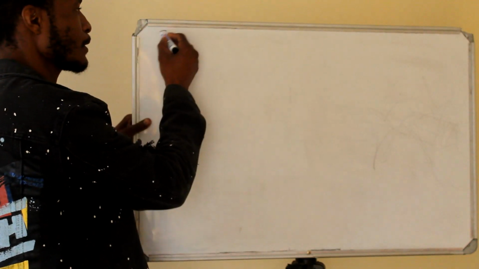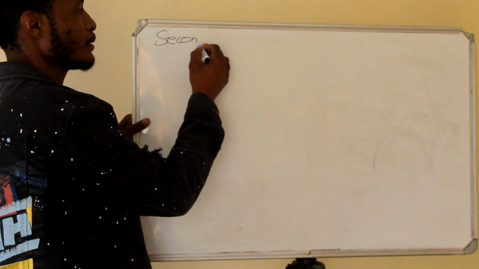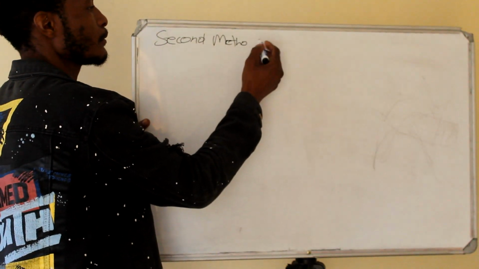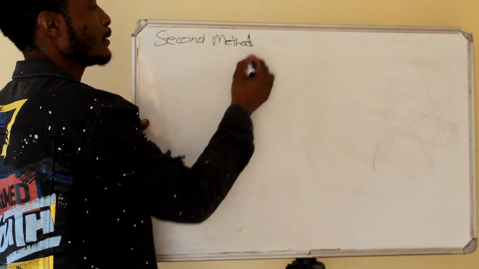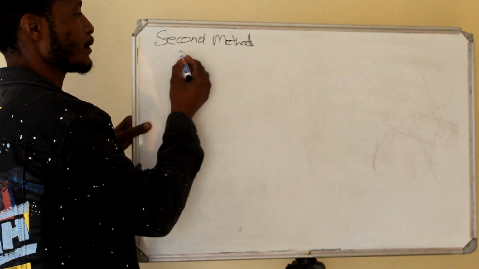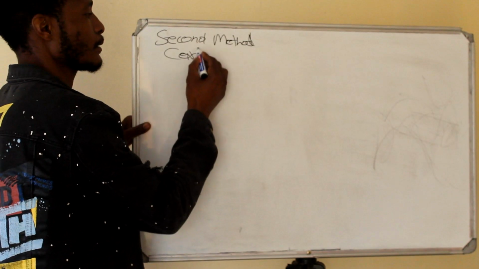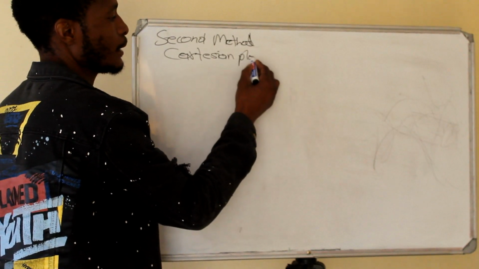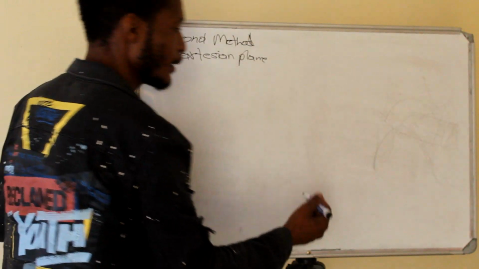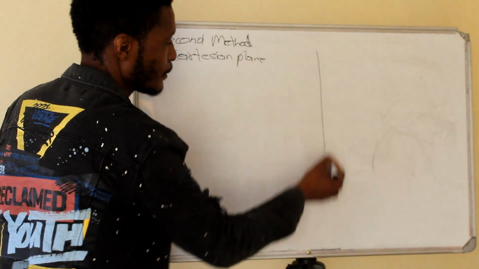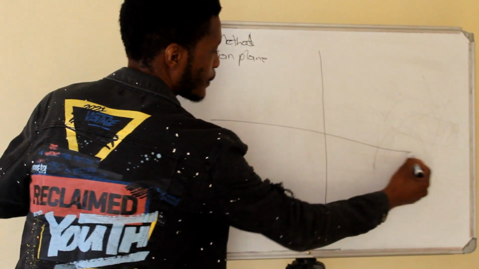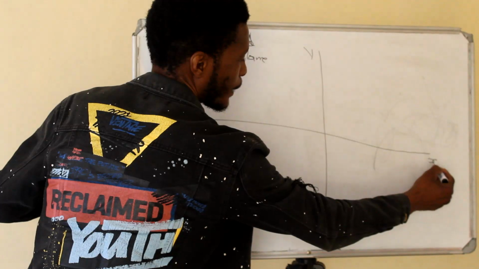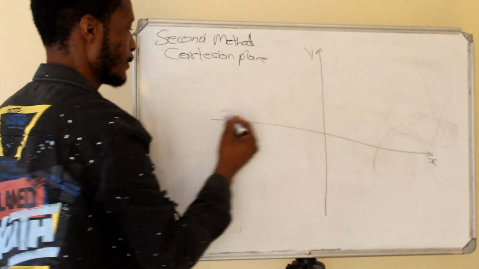This is our second method, which actually uses the Cartesian plane. In this case, remember the Cartesian plane is something of this fashion. Then you've got a y-axis and you've got an x-axis, right?